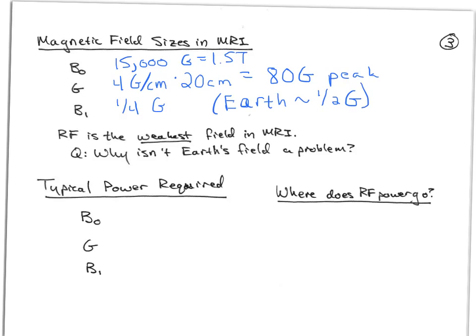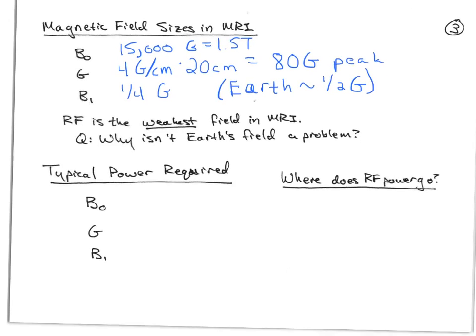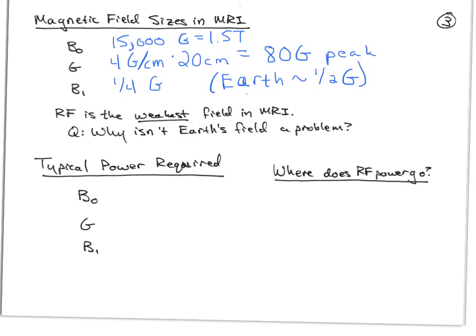So the B1 field, the RF field that we're going to spend so much time playing with, is by far the smallest of these three fields. Now, one question is, if you see that the Earth's magnetic field is on the order of 1/2 Gauss, it's actually even bigger than the B1 field. Why isn't this a problem?